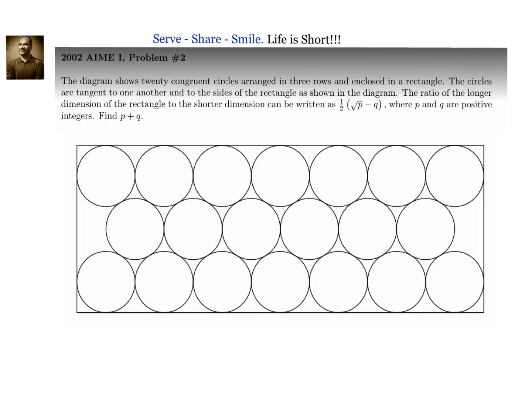So we have been given 20 congruent circles arranged in 3 rows and enclosed in a rectangle. What we have to find out is p plus q. That means we have to find out the ratio of the longer side to the shorter side, then identify the p and q values and give back p plus q.